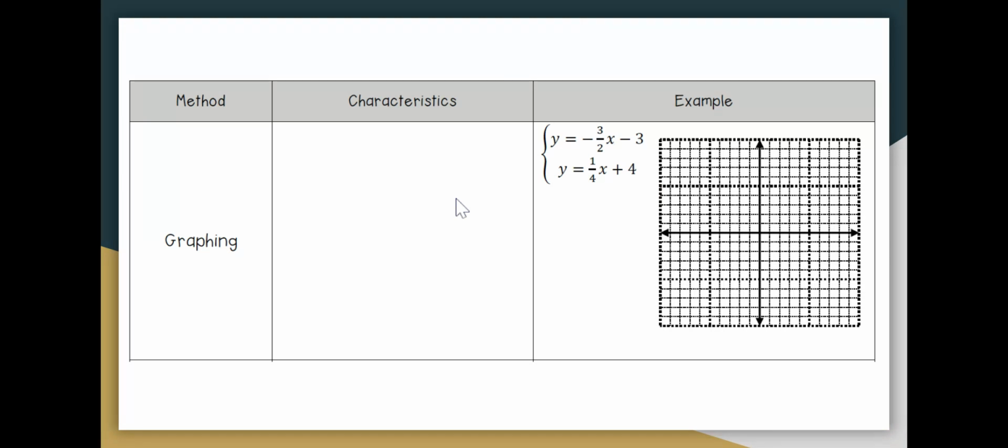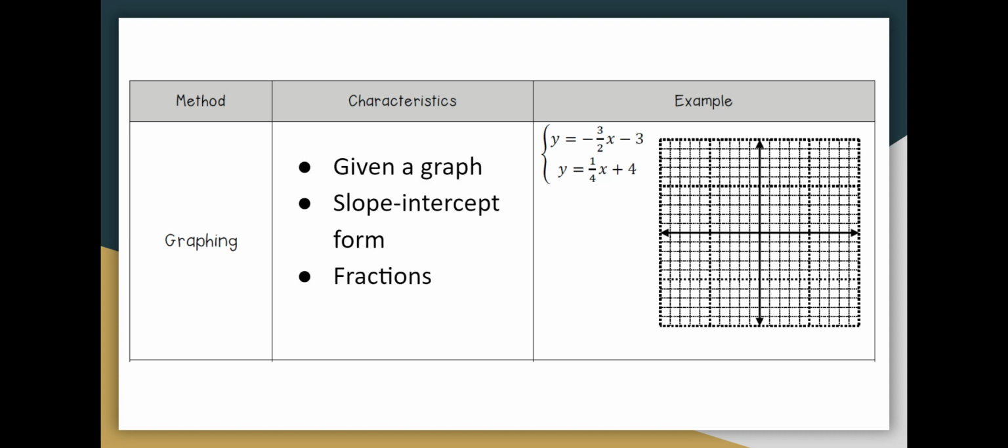So looking at our first method, which is graphing. What are some characteristics of the equations that would make us want to graph it? Well, one, if you're given a graph, that's kind of a hint to graph your system. If your systems are written in slope-intercept form, it will be easy to graph, and then also fractions. So those are the three characteristics.